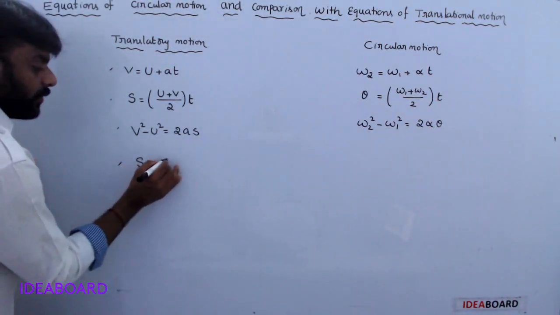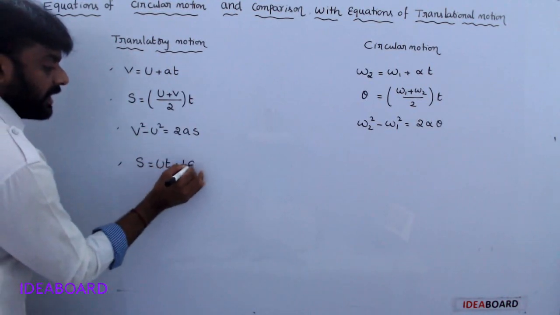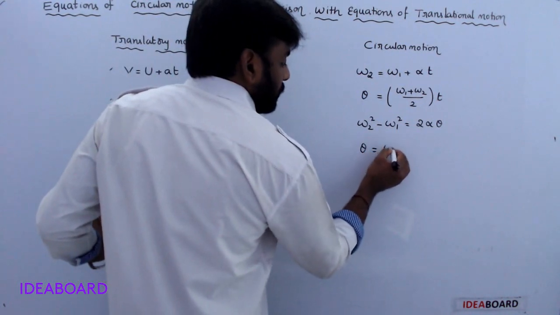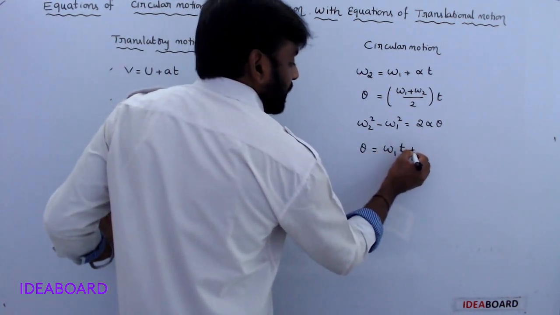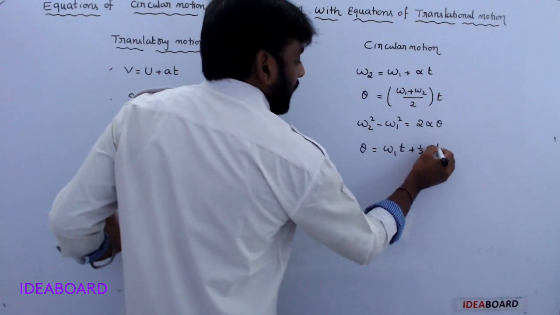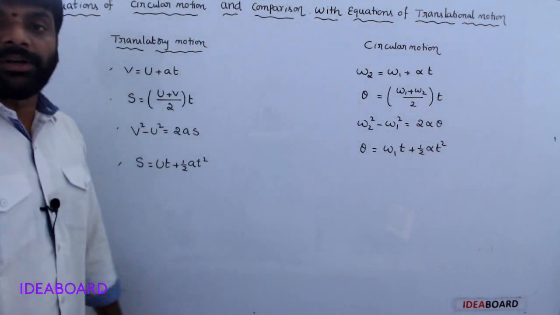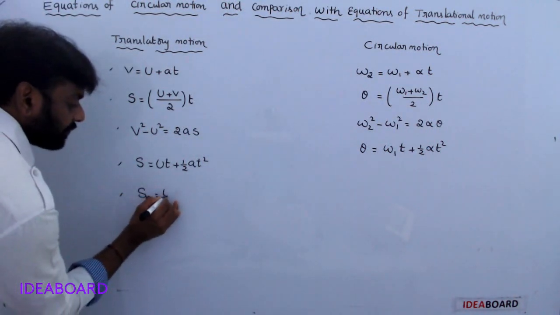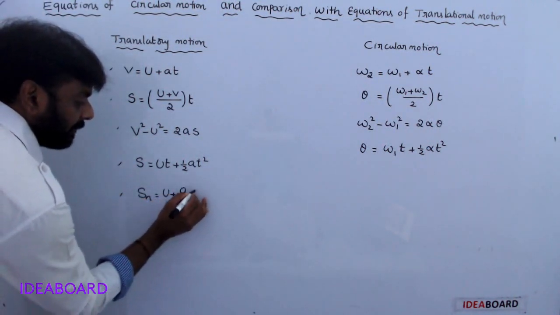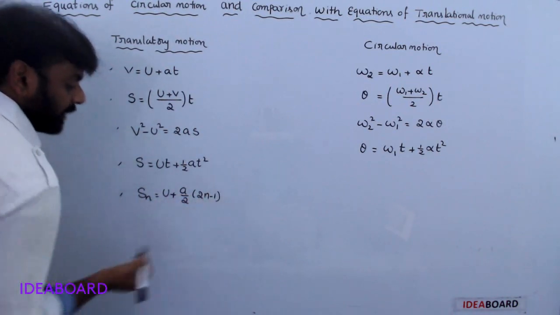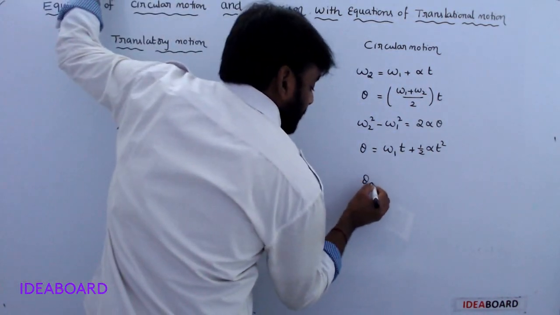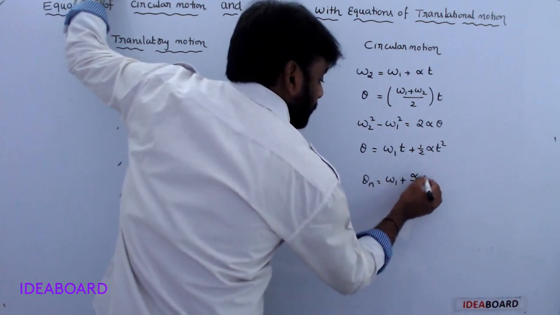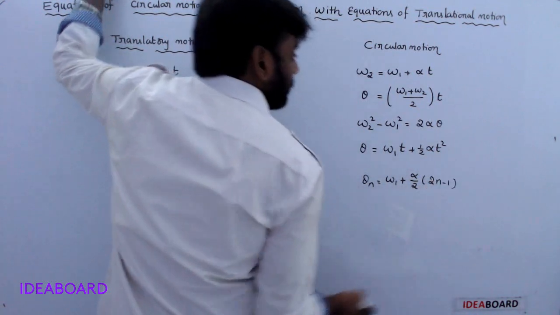s is equal to ut plus half at square. Here theta is equal to omega 1 into t plus half alpha t square. In nth second, s_n is u plus a by 2 into (2n minus 1). Here theta_n is omega 1 plus alpha by 2 into (2n minus 1).